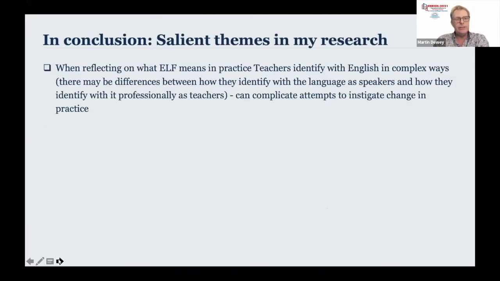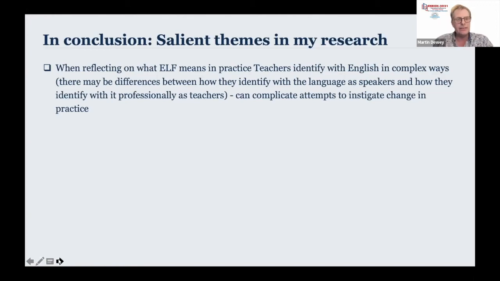So in conclusion, I think when reflecting on what ELF means in practice, teachers identify with English in complex ways. So there might be differences, as we've seen in that case study with the participant Neelam, there might be differences between how they identify with the language as speakers and how they identify with it professionally as teachers. And this can really complicate attempts to instigate change in practice.